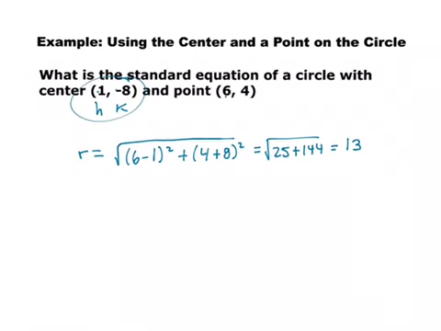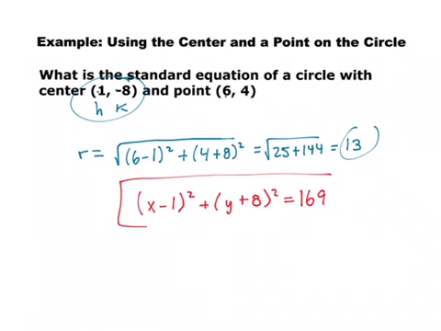So now taking h and k and our radius, we can write our equation of a circle. It's going to be x minus 1 squared plus y plus 8 squared equals 13 squared, which would be 169 in this case. And there's our equation of a circle.